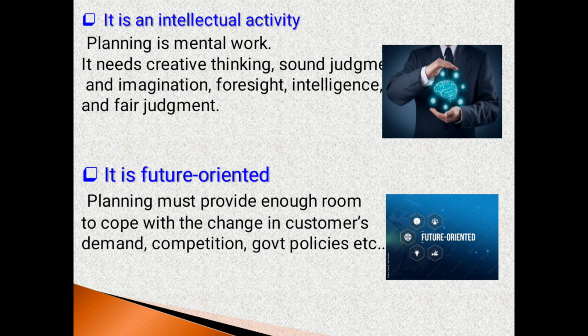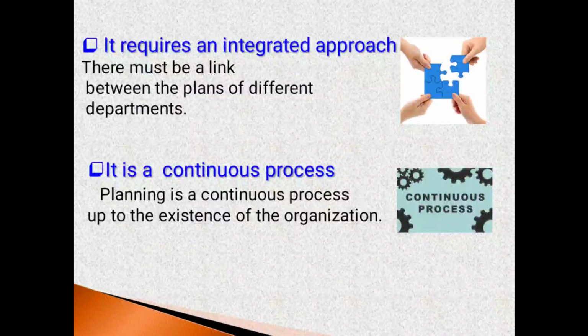And next one is, it requires an integrated approach. There must be a link between the plans of different departments, like the production plan of a business must be tuned with its financial plan. The marketing plan likewise must be tuned with the production plan. One shall not contradict the others, as the plans of different departments are interrelated and interdependent. A coordinated approach is needed for the success of implementation of each plan.